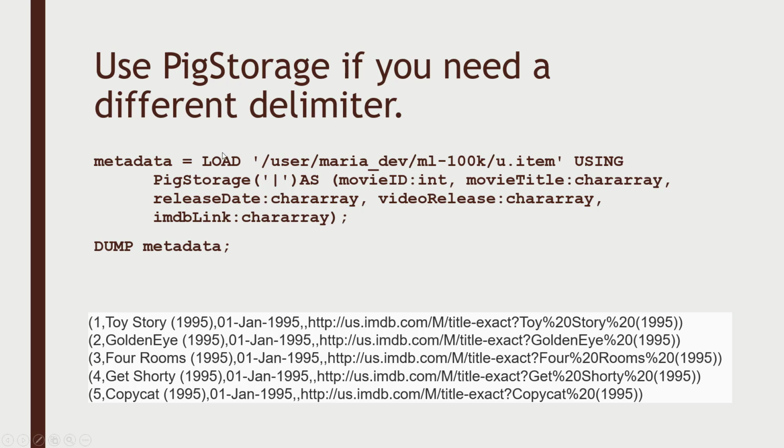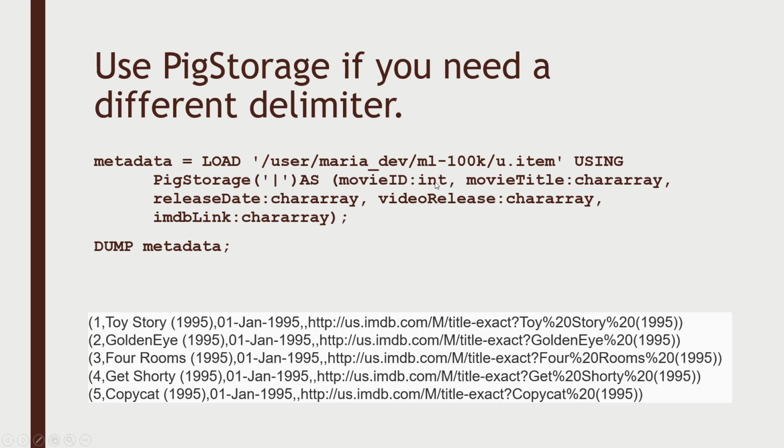So just like before, we can use the load command, and we're going to create a new relation called metadata that associates data with each movie ID from the u.item file that I've installed onto HDFS under that path, using PigStorage with a pipe character there. So this is telling Pig that I'm using a field-based format here that's delimited by pipes instead of tabs. And as before, I can say AS and give it an explicit schema to impose onto that data as it comes in.